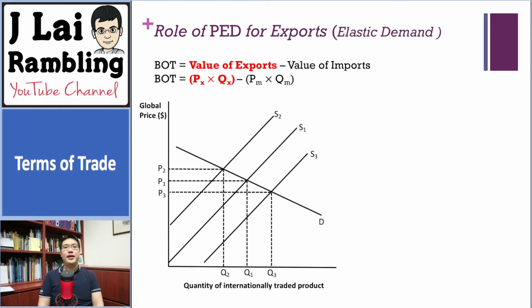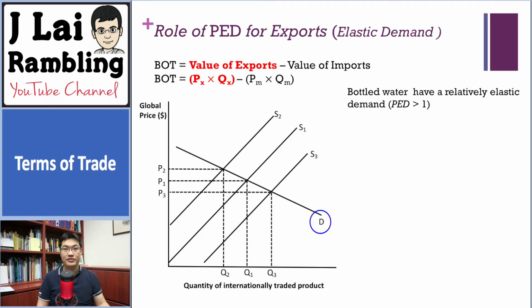Well, what about if the PED of exports is elastic? Same setup, as you can see, and we're looking at bottled water. It has a relatively elastic demand where PED is greater than 1. This can be shown on the left where the demand curve is relatively flatter. Let's imagine there's an increase in the supply of bottled water from S1 to S3, prices drop from P1 to P3, and the quantity demanded increases from Q1 to Q3.